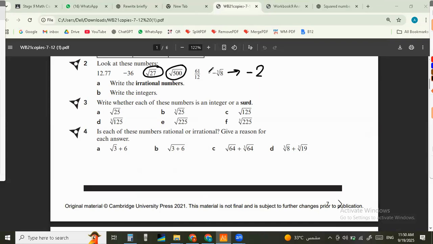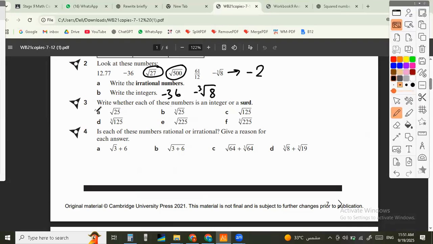It's not a surd. So the only two numbers that are irrational are square root of 27 and square root of 500. Write the integers. Here they don't want rational, so don't say everything else, like what I was going to say right now. Integers are only whole numbers: negative, positive, and 0. So here, negative 36 is an integer. Negative cube root of 8 is an integer because it's negative 2, and that is it.